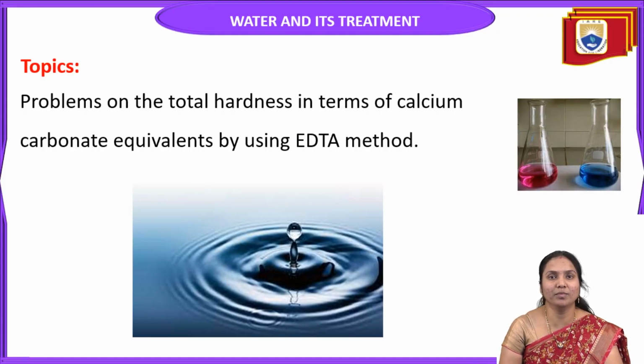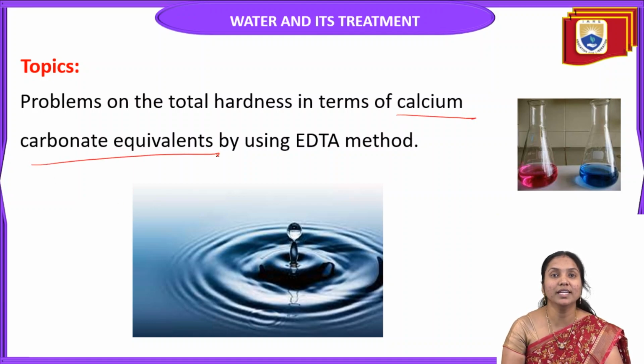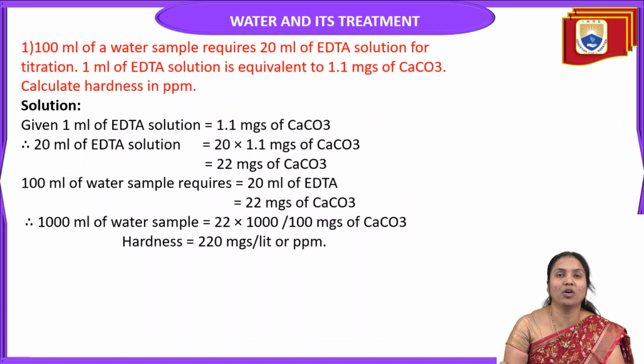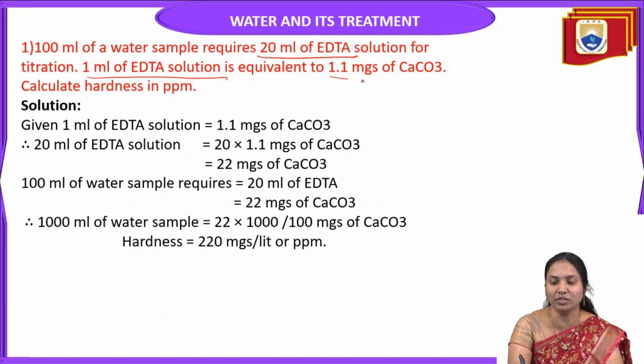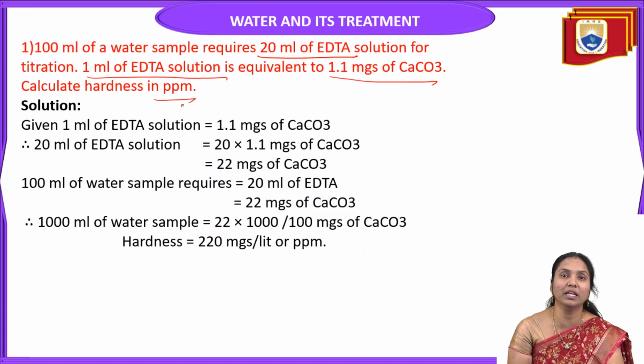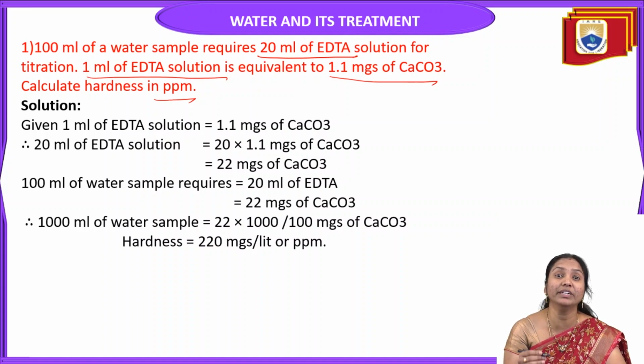Today we are going to discuss problems on total hardness in terms of calcium carbonate equivalence by using the EDTA method. Here, 100 ml of water sample requires 20 ml of EDTA solution for titration. 1 ml of EDTA solution is equivalent to 1.1 milligrams of CaCO3. Calculate the hardness in ppm. The units of hardness are parts per million, milligram per liter, degree of Clerk and degree of French. Here the hardness is given in parts per million.